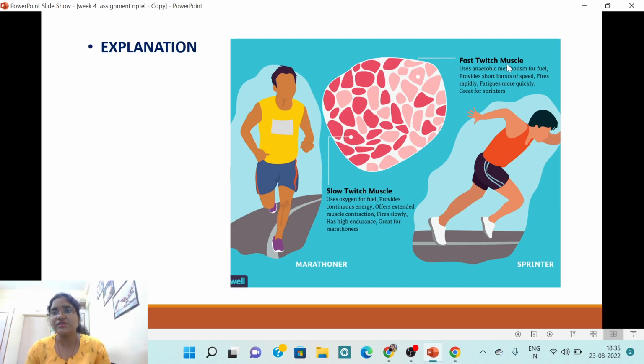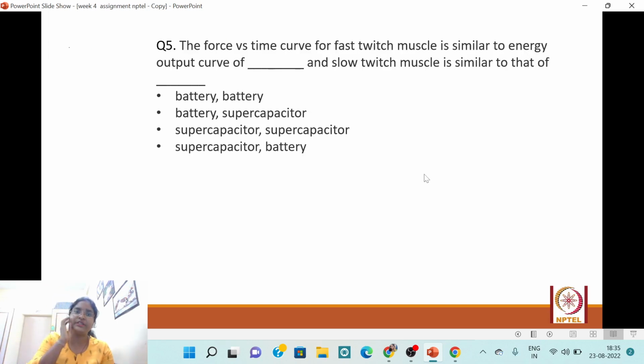And for fast twitch muscles, your body provides energy at a faster rate, because you are using the energy at a much faster rate than a marathoner. Sprinters are an example of using fast twitch muscles. And you get tired more easily; in that case, fatigue comes more easily. Okay, we'll move on to the next question.